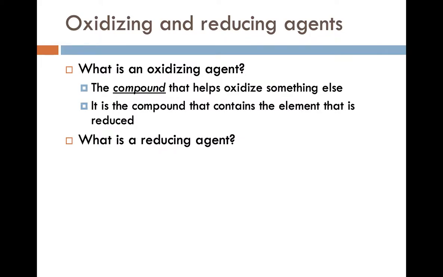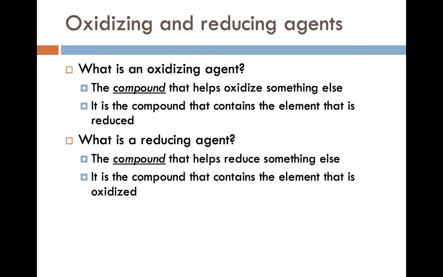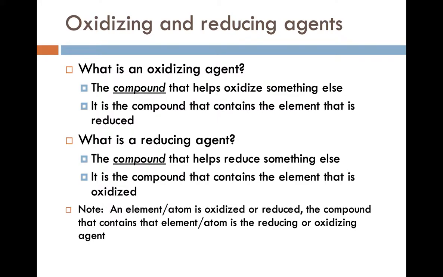And then the other side of that, the same idea, the reducing agent is simply going to be the starting compound or starting reactant in particular that's going to contain the element getting oxidized. Because the reducing agent, in order to help reduce something else, is going to contain what's getting oxidized and it's going to lose the electrons to help reduce something else.